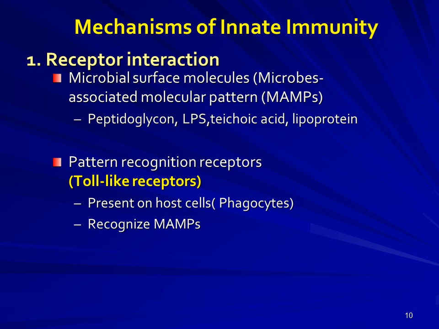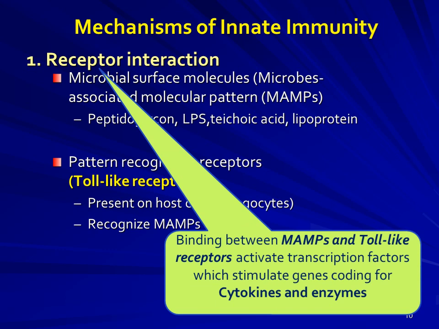So, whenever the microbe enters the body, an interaction will occur between these two receptors and is responsible for the initiation of immunological responses. If you see the binding between the MAMPs and toll-like receptors, it activates transcription factors which stimulate the expression of genes coding for the production of cytokines and enzymes which are responsible for innate immunity.